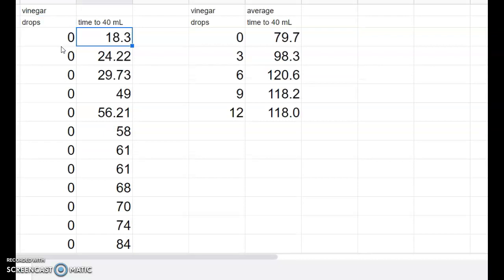I'll show you a graph in a second, but I went ahead and made average values for the various numbers of drops. So all the 0 drop tests, no acid, had an average time of 79.7 seconds, and then it increased and increased to a point, okay? Let me show you what the entire set of data looks like.